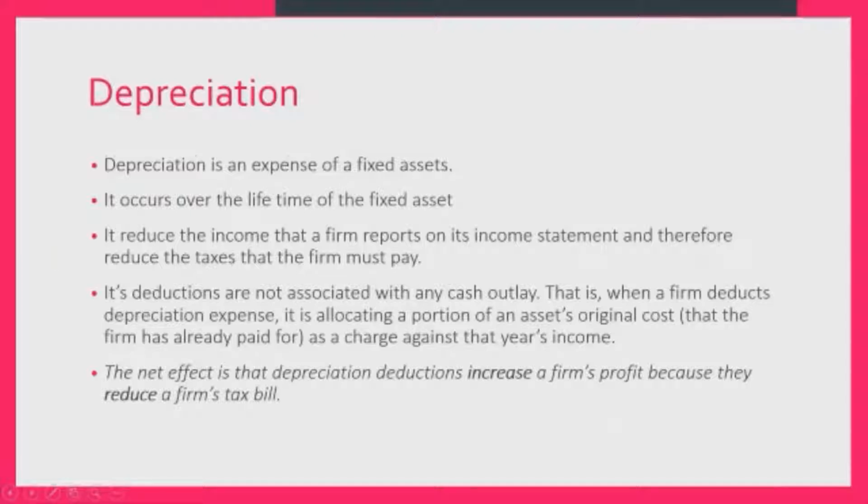Depreciation is an expense of a fixed asset. And we would have learned in accounting 1 and 2, when a firm buys an asset, it's depreciated over its life. It no longer has a value after a certain number of years. This occurs over the lifetime of the fixed asset. What depreciation does is reduce the income that a firm reports on its income statement and therefore reduce the taxes that the firm must pay.